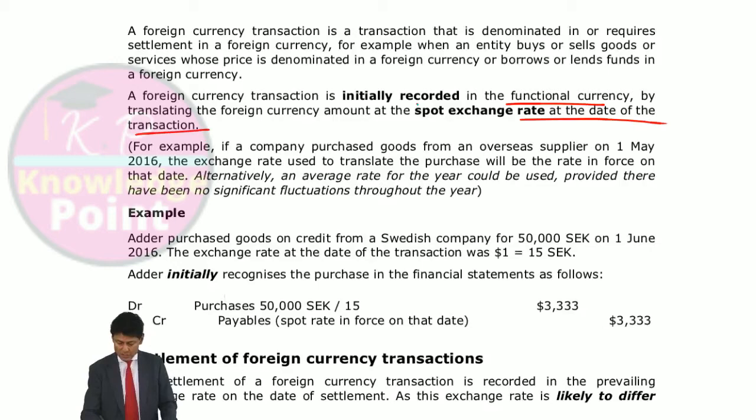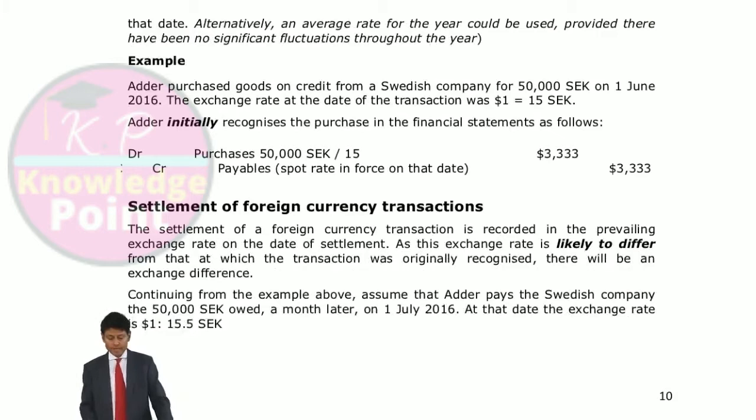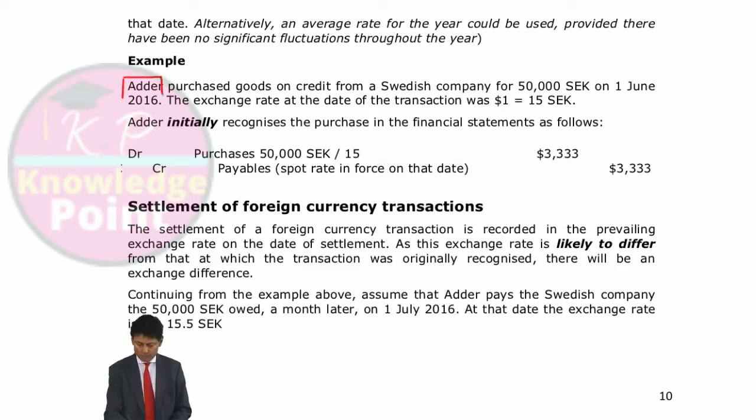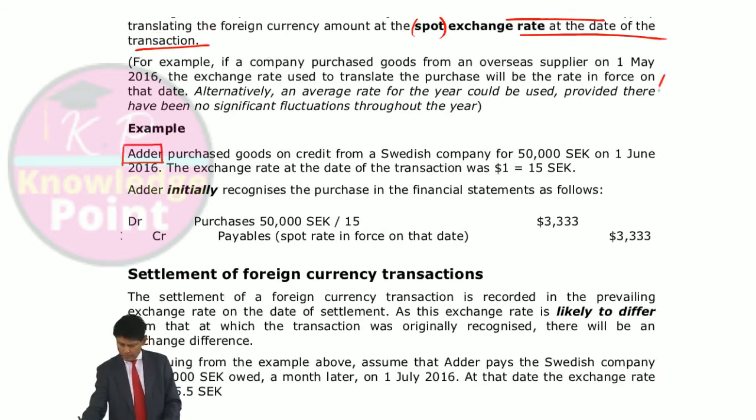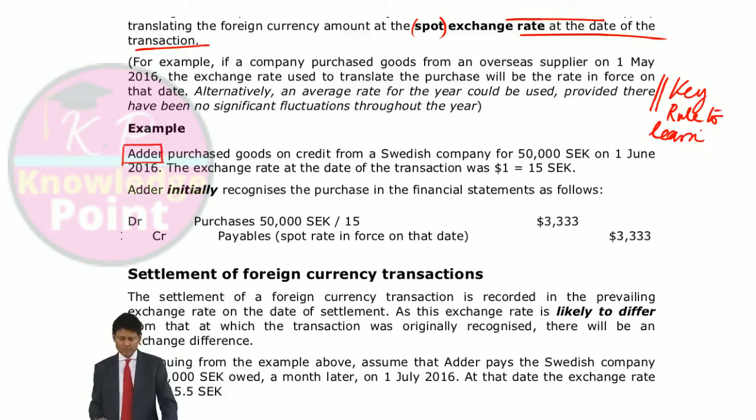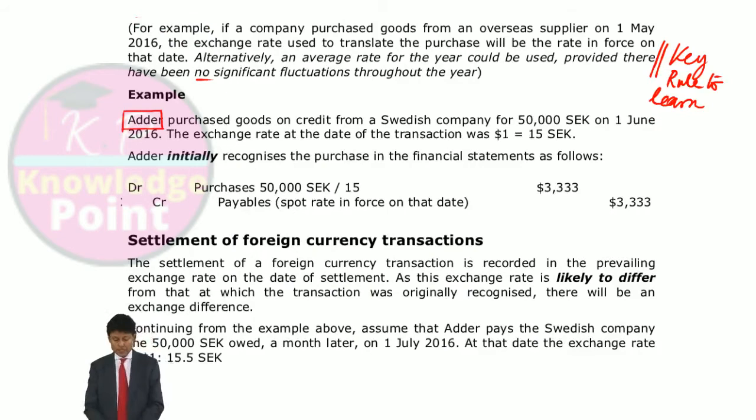Now here comes a real, more detailed example. A company called Adder. So you are a company called Adder, purchased goods on credit from a Swedish company. By the way, this is a really, really important key rule to learn, the stuff about there being no fluctuations. Okay, watch it. Right, let's go back. Where were we? Adder purchased goods on credit from a Swedish company for 50,000 Swedish krona, SEK, let's call it, on the 1st of June 2016. The exchange rate at the date of the transaction was $1 to 15 krona.